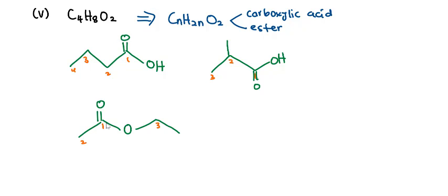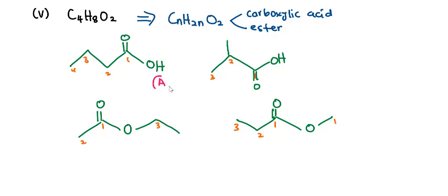So here we have 2 carbon on the left, 2 carbon on the right. So let's say we change the position of C double bond O like this. 1, 2, 3. Now we have 3 carbon on the left and 1 carbon on the right. So these two are a positional isomer.